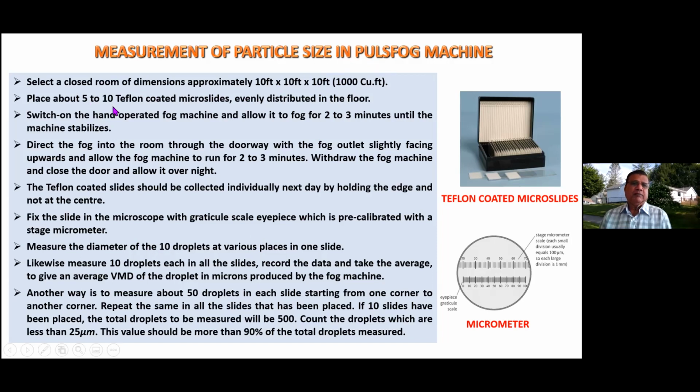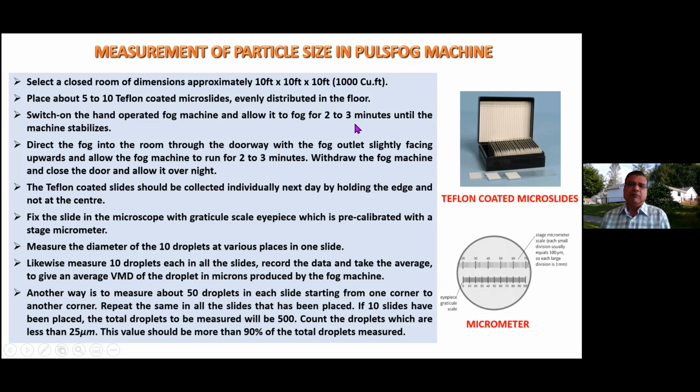Place about 5 to 10 Teflon coated microslides evenly distributed on the floor. These are the Teflon coated microslides. Switch on the hand operated fog machine and allow it to fog for 2 to 3 minutes.